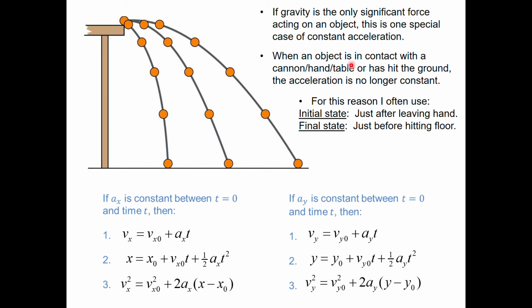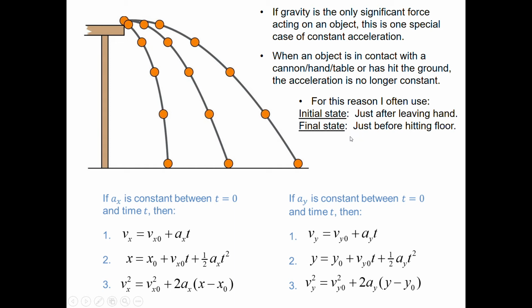because in all of those cases, I'm appealing to your intuitive notion of what a force is. The cannon is exerting a force on the ball. The hand is exerting a force on the ball. The table is exerting a force on the ball. And that means that gravity is not the only significant force that's acting. The same thing applies to when it hits the ground. We can't include the time when it hits the ground. Then all of a sudden the ground is pushing on the ball to slow it down very quickly, and gravity wouldn't be the only significant force.